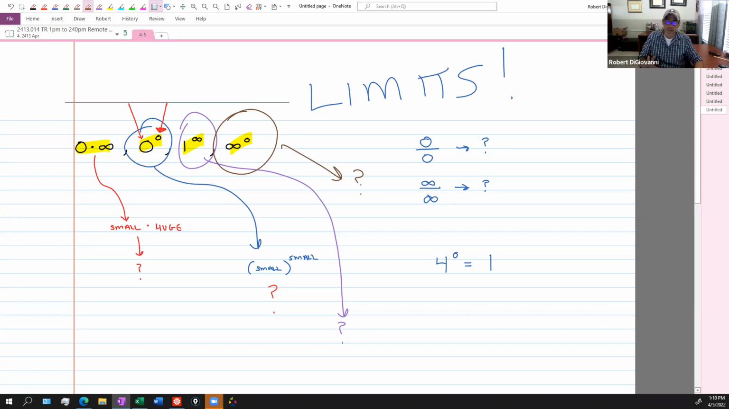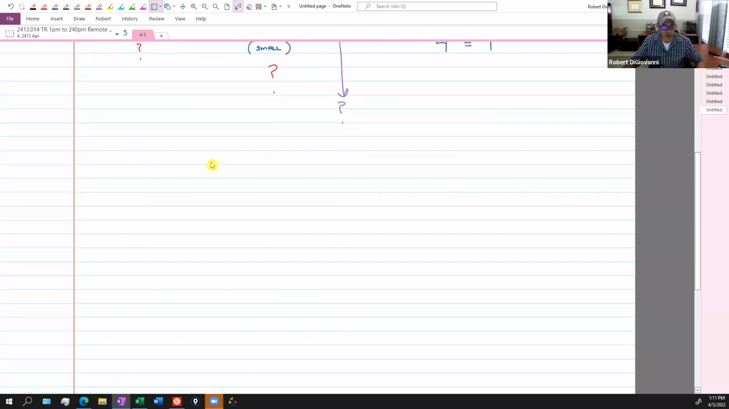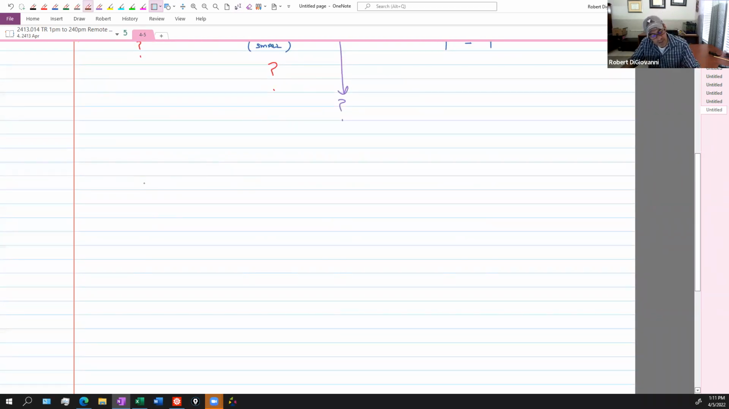We have to be careful though, because not every single version of this is an indeterminate form. Let me give you an example. What if I had this? What if I had something where my base was headed to, so I'm taking a limit, and what if I get infinity on the bottom raised to the infinity? Is that an indeterminate form?